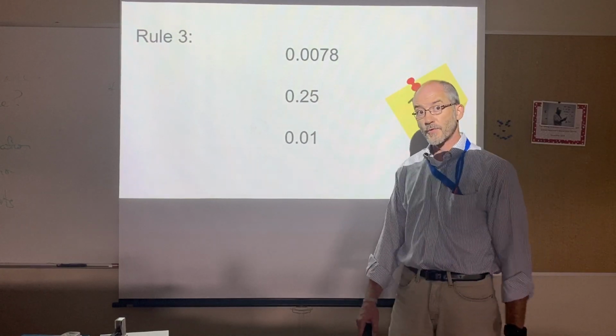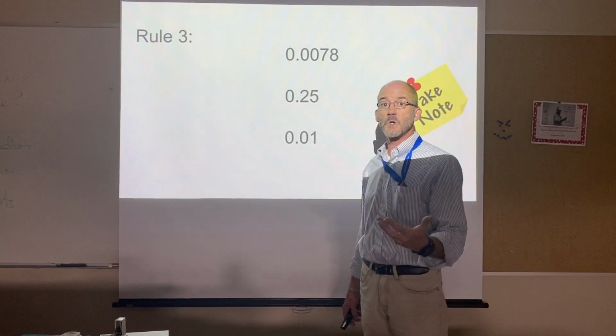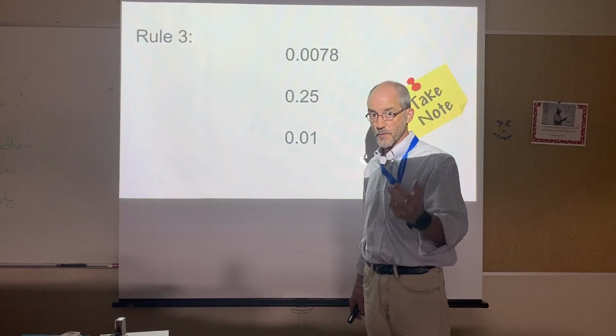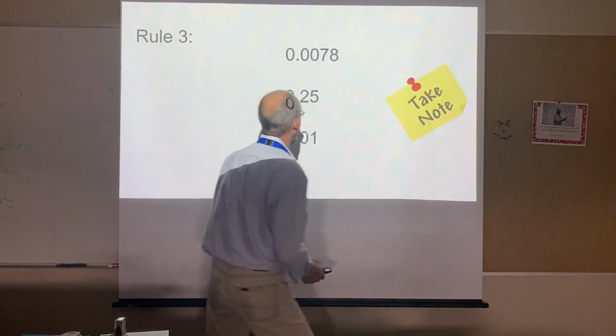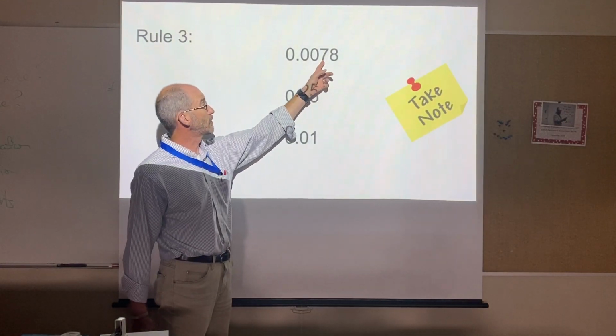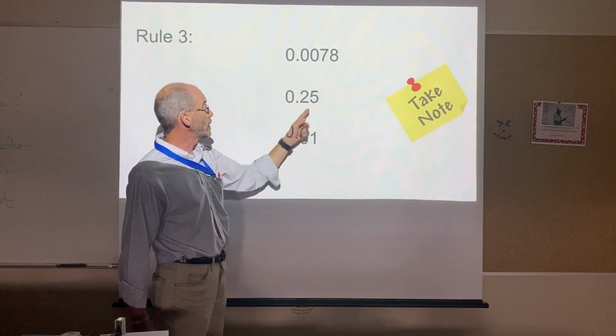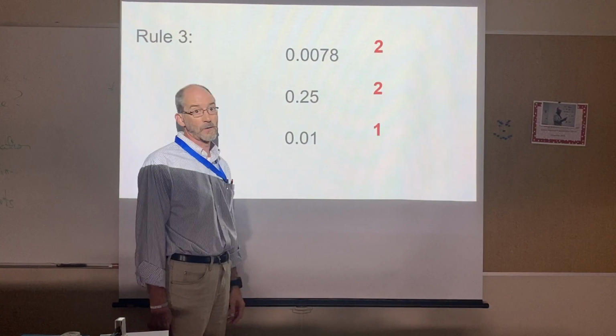So what does rule number 3 say? Rule number 3 says these zeros are only acting as placeholders. Therefore, they are not considered significant. So I would have 2 significant figures here. I would have 2 here, but I would only have 1 there.